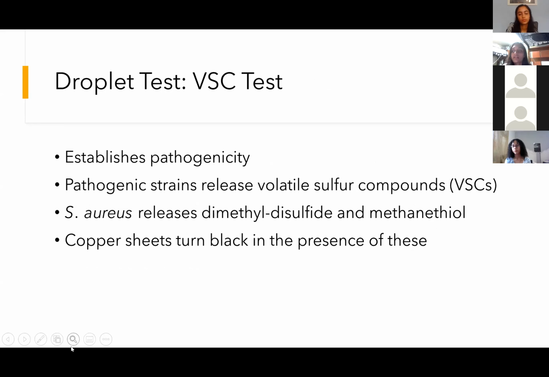It is important to also have a test that identifies if the bacteria is virulent or not. Because of this, we developed the volatile sulfur compound test, because only pathogenic strains of S. aureus release volatile sulfur compounds. It has been established that S. aureus releases dimethyl disulfide and methanethiol. Both of these compounds react with copper to make copper sulfide and copper oxide, which can turn a sheet of copper black when an infected patient blows upon it.